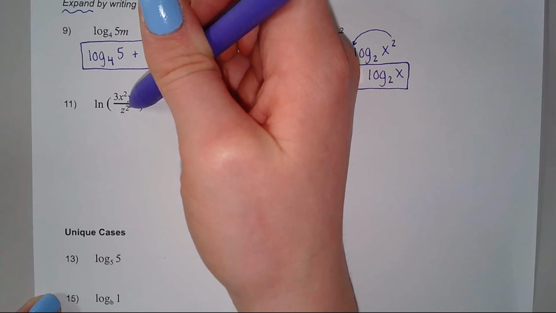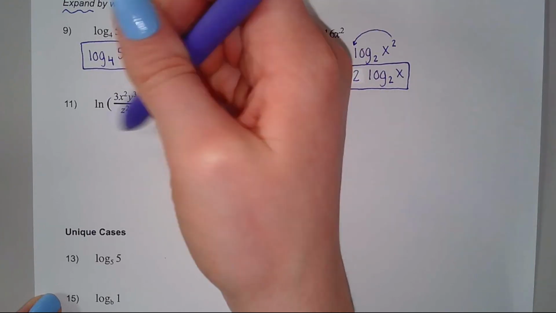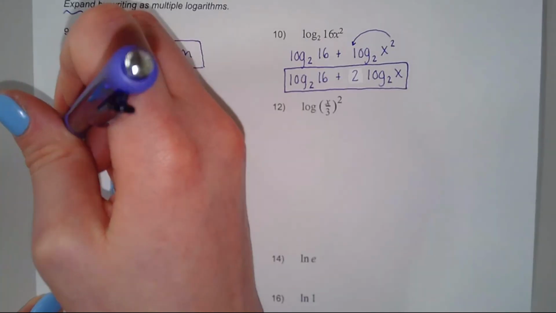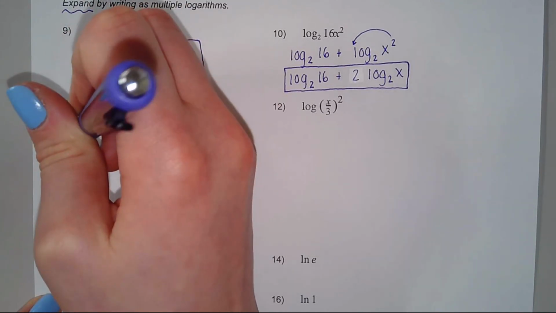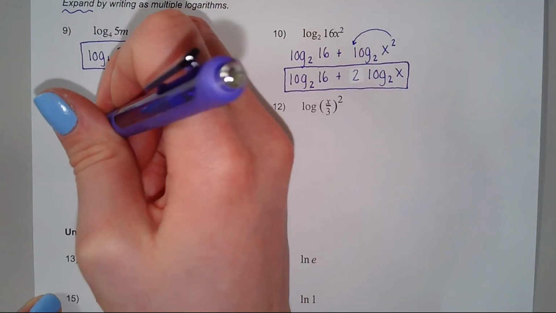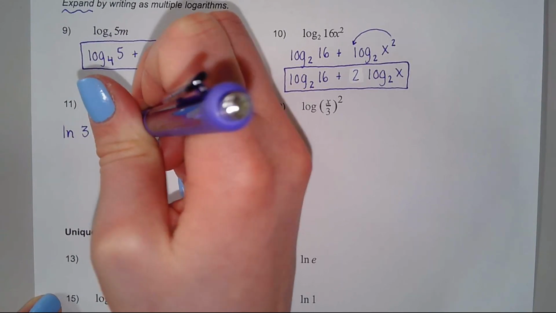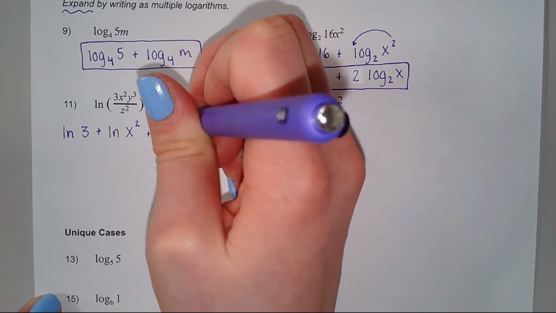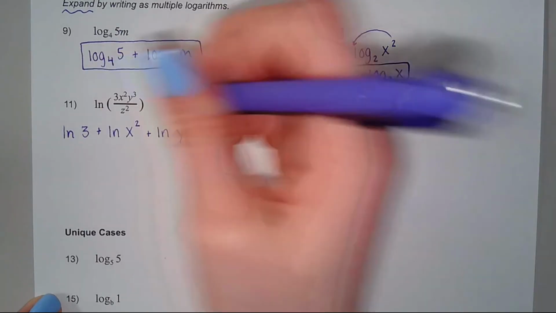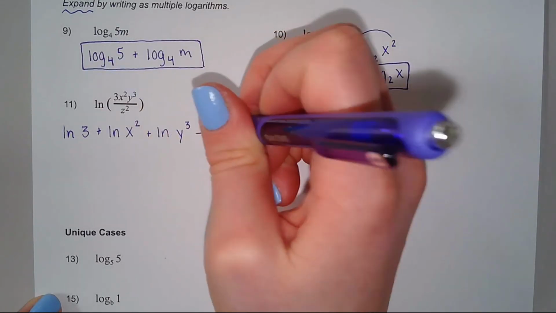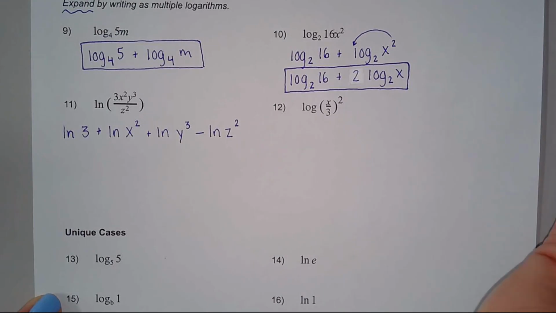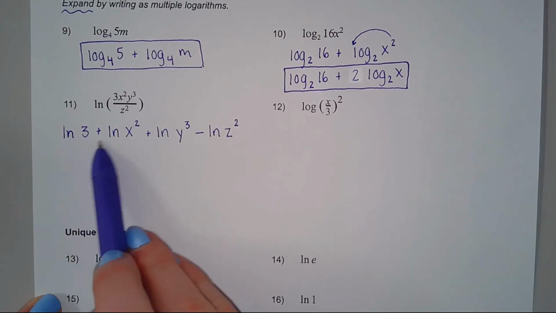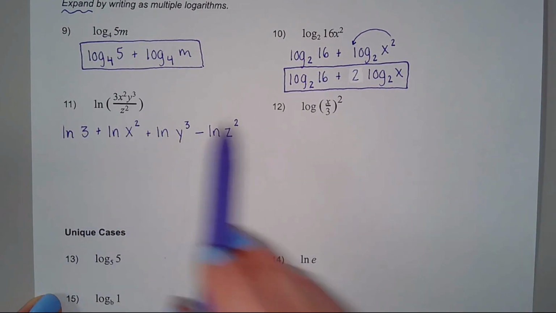So the first thing I'm going to do is separate all of this multiplication and division. So I'll do the natural log of 3. We were multiplying that by x squared, so I'll add that to x squared. We were multiplying that by y cubed, so I'll add that to y cubed. And then we were dividing by z squared, so I'll go ahead and subtract that since we were dividing. So this is multiplication and division.